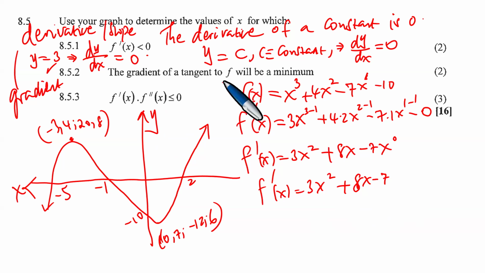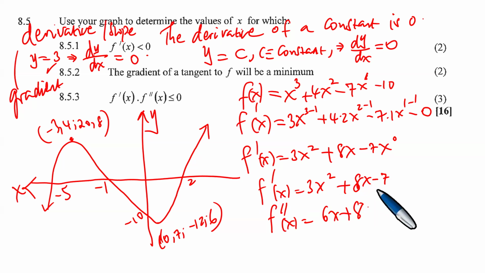Use the graph to determine the values of x. We need to find the values of x for which the gradient of a tangent is a minimum. This here represents a tangent, so the gradient of a tangent would be the second derivative, which is 6x plus 8. This gradient of a tangent itself will be a minimum.